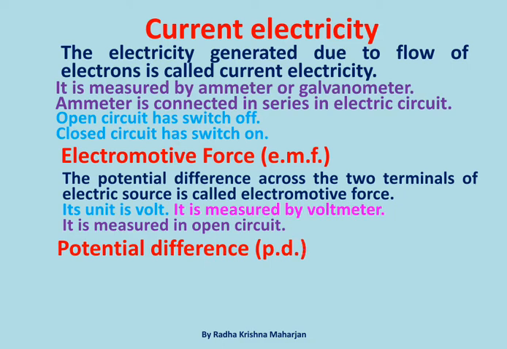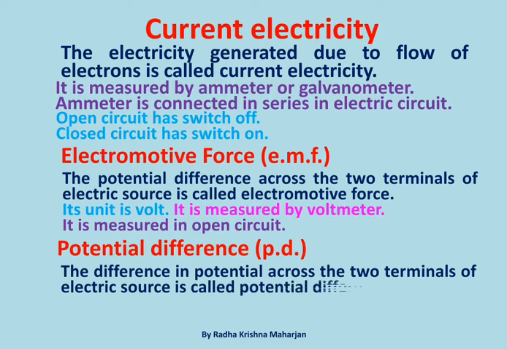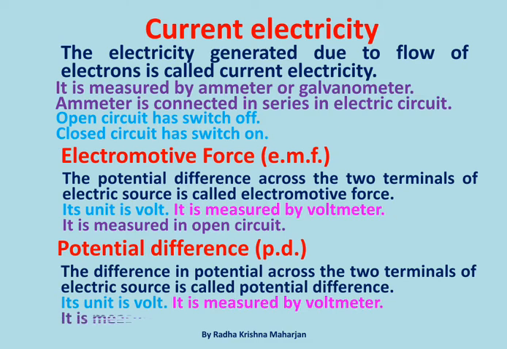Potential difference, PD. The difference in potential across the two terminals of electric source is called potential difference. Its unit is volt. It is measured by voltmeter. It is measured in closed circuit.